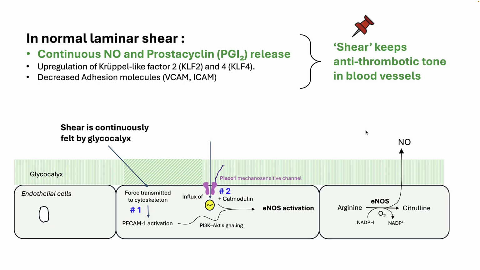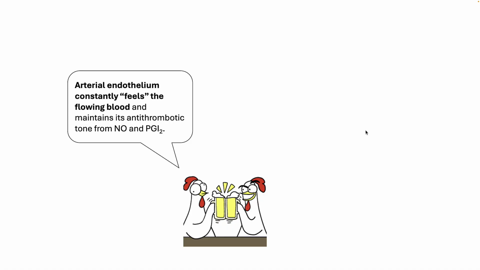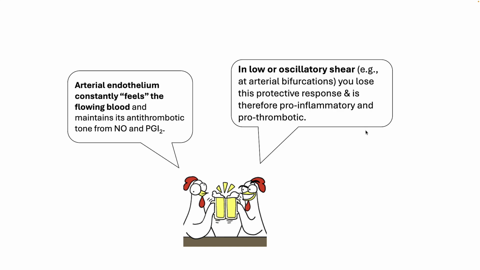Similarly, this pathway also stimulates prostaglandin I2 release. So in a normal shear, there's a continuous nitric oxide and PGI2 release. There's also decreased adhesion molecule expression and upregulation of Kruppel-like factors too. And all these combined keep the antithrombotic tone in your blood vessels. So the important thing to understand is that arterial endothelium constantly feels the flowing blood and maintains its antithrombotic tone from this continuous production of nitric oxide and prostaglandin I2.